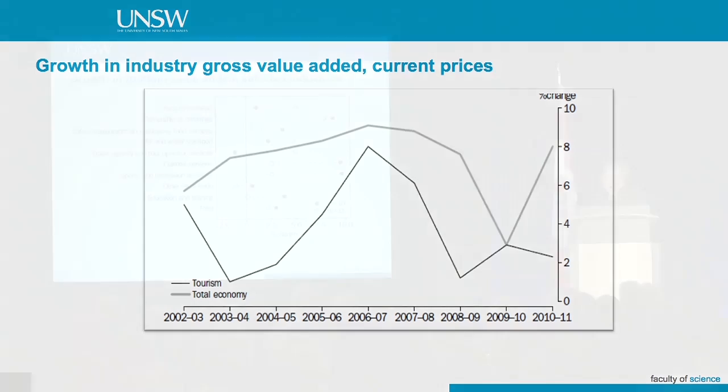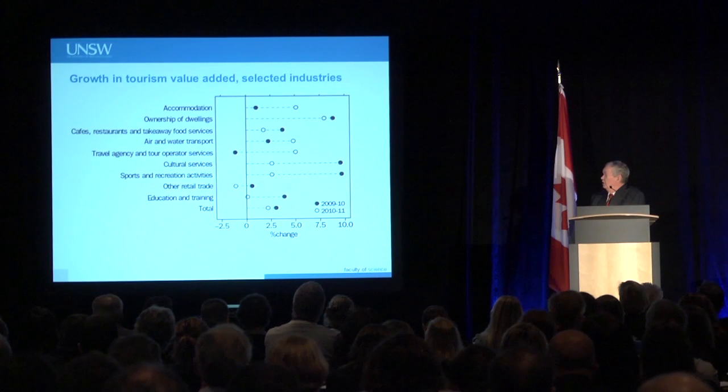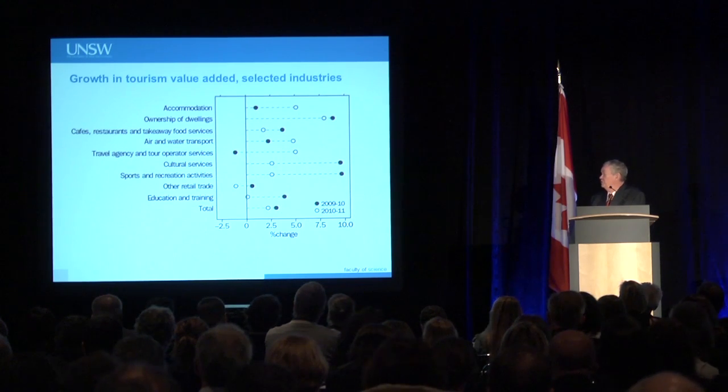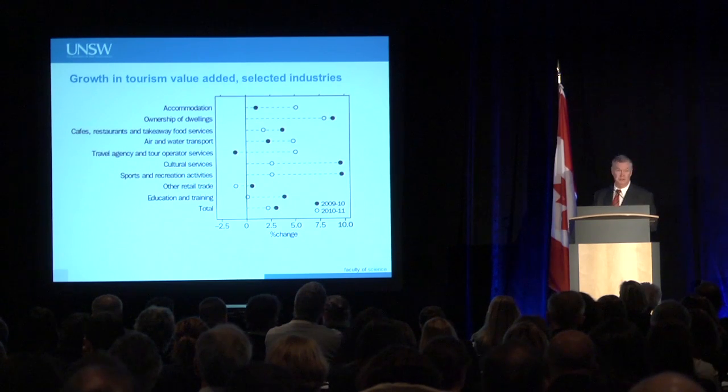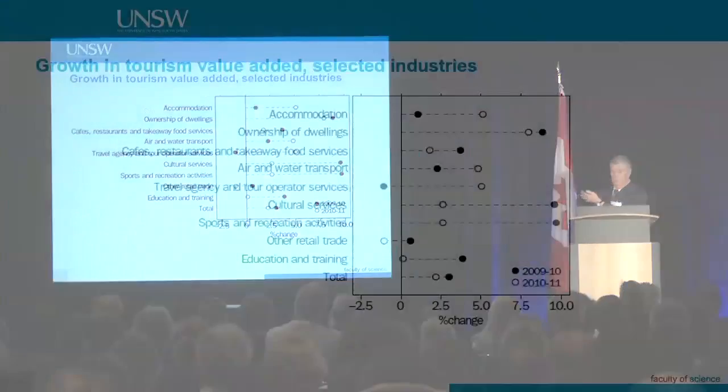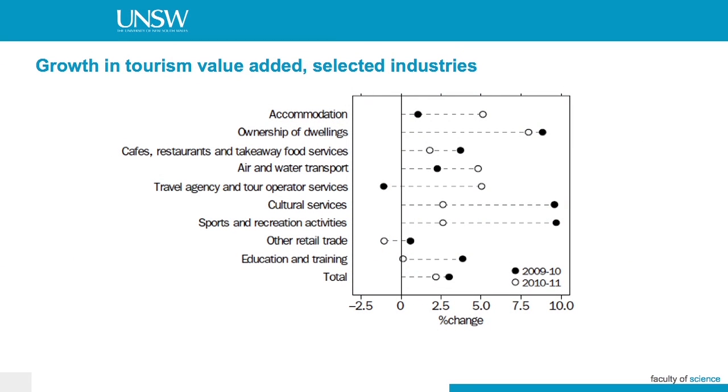And again, we can compare changes in important key sectors: accommodation, ownership of dwellings, travel agencies, tour operators, cultural services. Obviously, if you're in any particular sector there and you see that your sector is lagging behind where it was and so on, then that flags issues that need to be addressed.